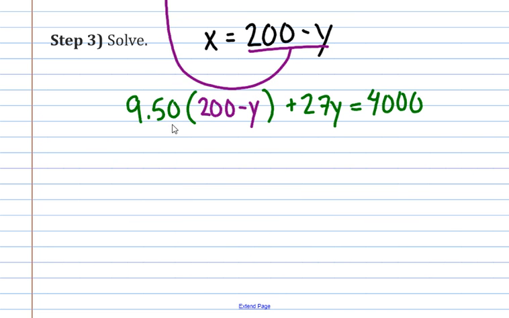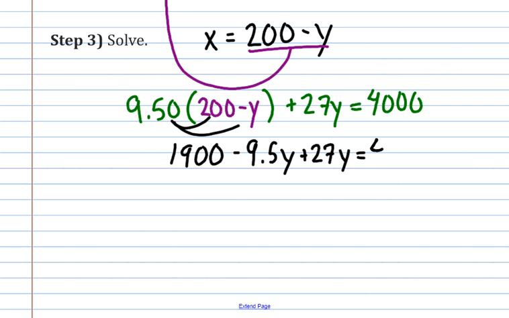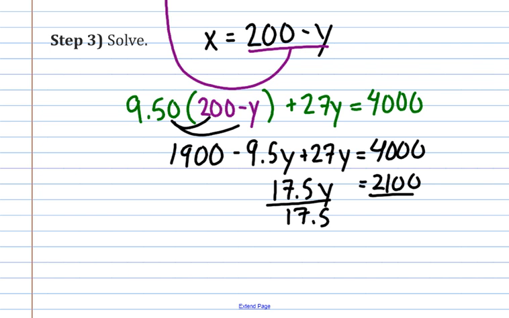I solve by distributing. You might want to grab a calculator. 9.5 times 200 is going to give us 1,900, so 1,900 minus 9.5y plus 27y has to equal 4,000. I subtract 1,900 from 4,000, and that's going to leave me 2,100. Negative 9.5 plus 27 is going to be 17.5. And then I divide both sides by 17.5.